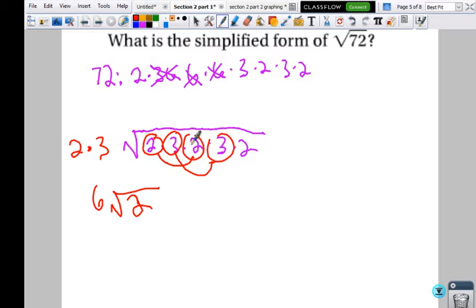So, pairs of numbers get kicked out, and whatever gets kicked out, I'm gonna write out in front. A pair of 2's got kicked out, I wrote it out in front. A pair of 3's got kicked out, I wrote it out in front. Multiply together whatever got kicked out, multiply whatever's left, and that's your final answer.